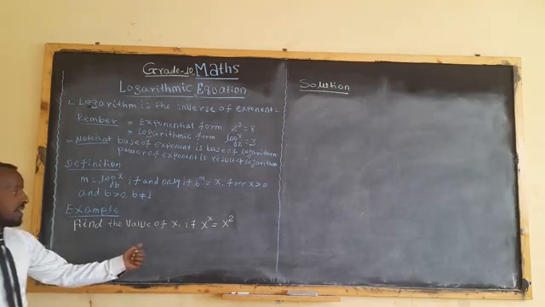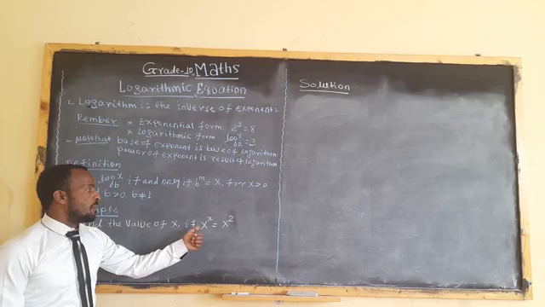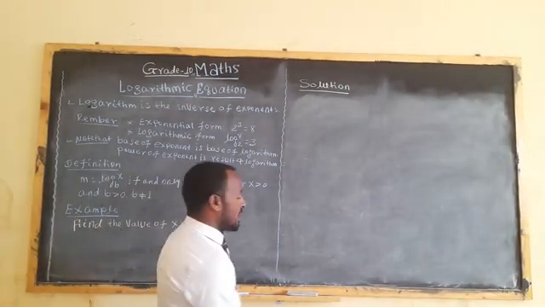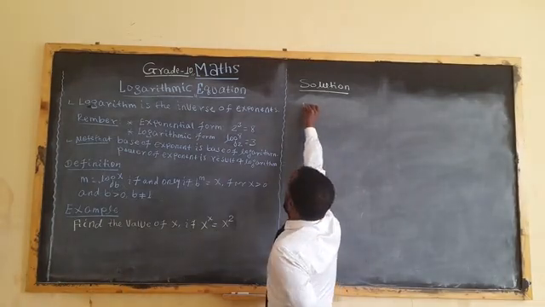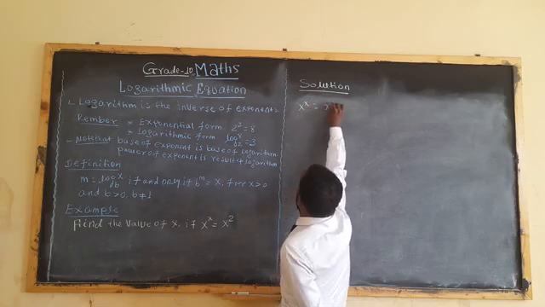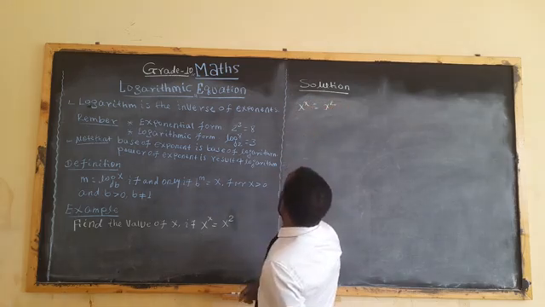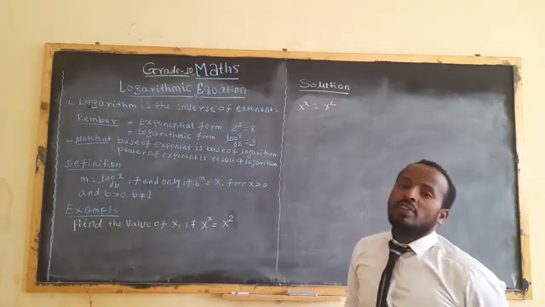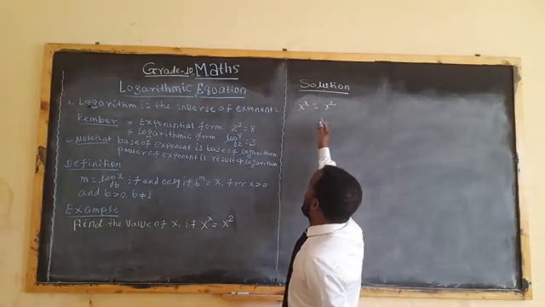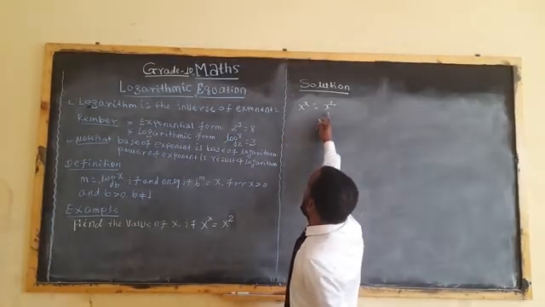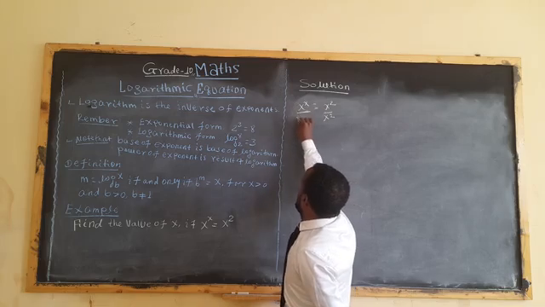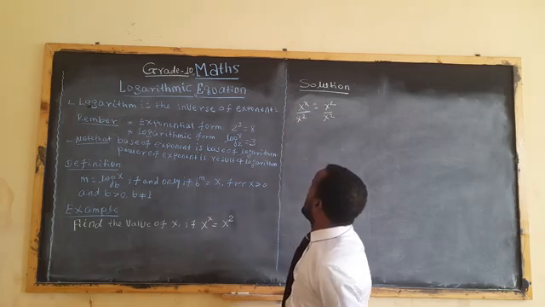Find the value of x if x to the power of x equal to x square. Then here we can write x to the power of x equal to x to the power of 2. Then in order to solve this one, logarithm is very important. First of all, we should divide by x square both sides.